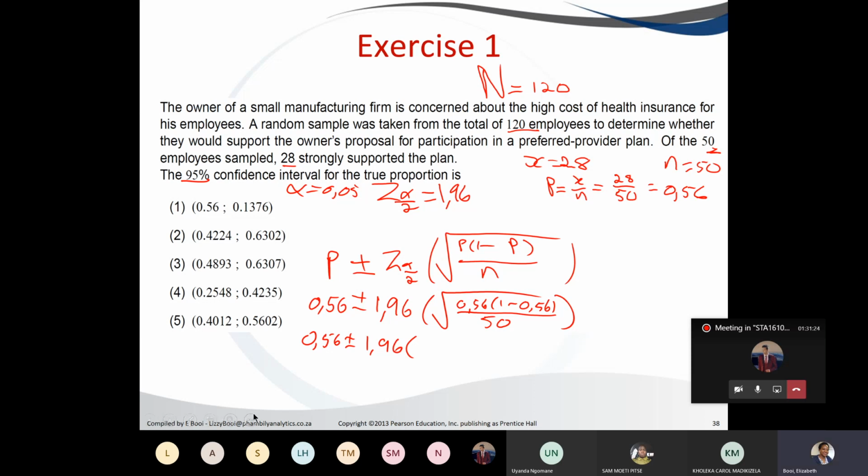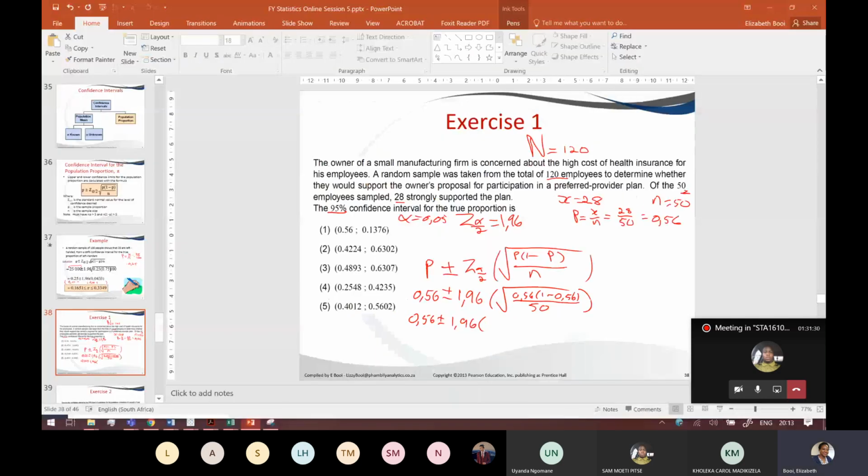Actually, I do have a calculator. Why am I suffering? We can go to the desktop.